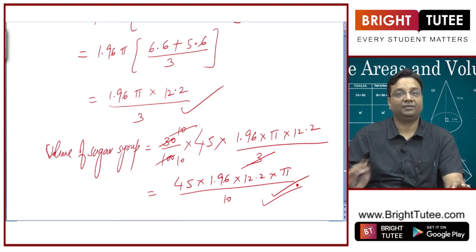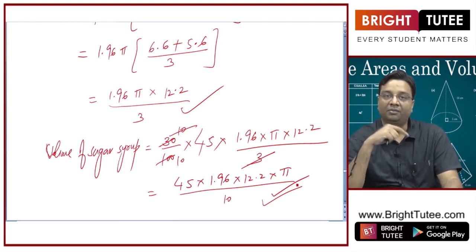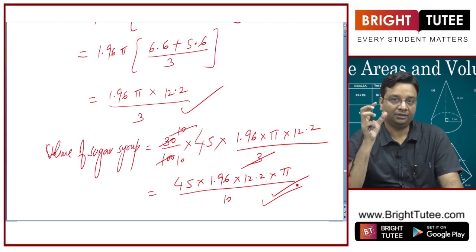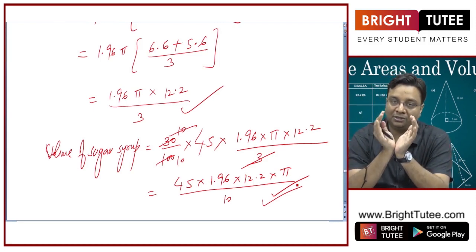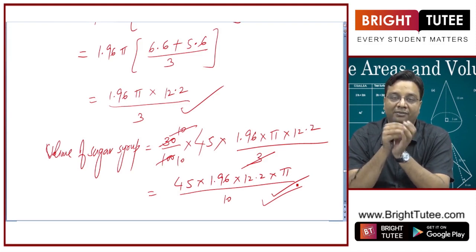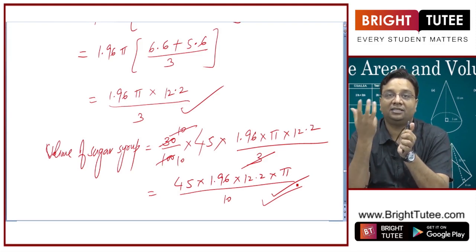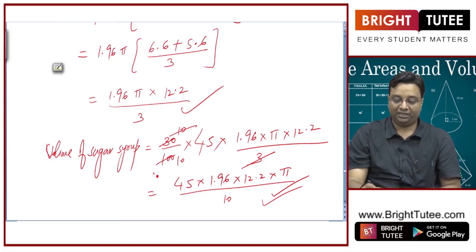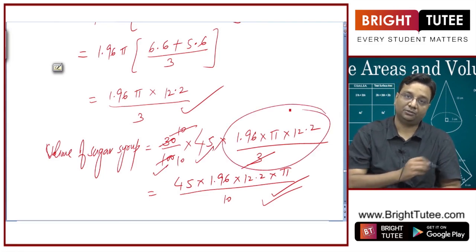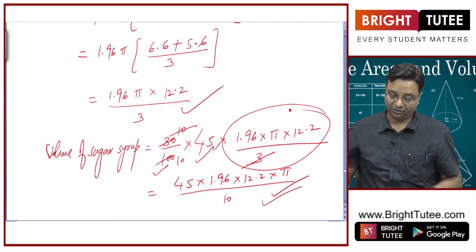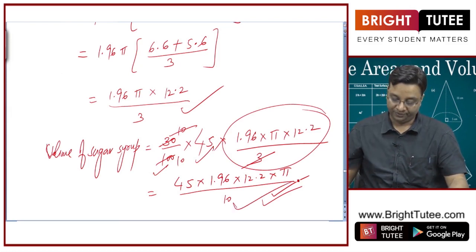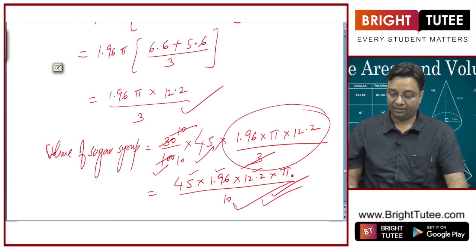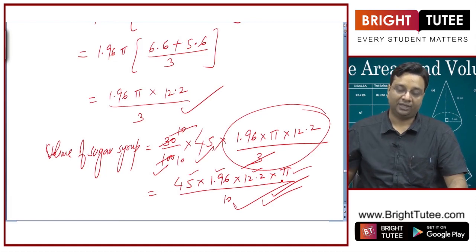So what I have done here is I have calculated the volume of one gulab jamun, multiplied it by 45. Now I have got the volume of 45 gulab jamuns, and then I multiply it by 30 by 100, because sugar syrup is only the 30% part of the gulab jamun. This is the volume of one gulab jamun. So this is how we will go about this question, and I leave this calculation part to you. You just need to multiply these three and then take the value of pi as 3.14 or 22 by 7, and then find the answer.